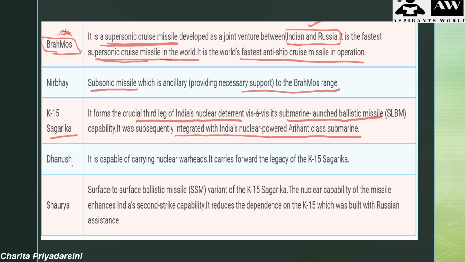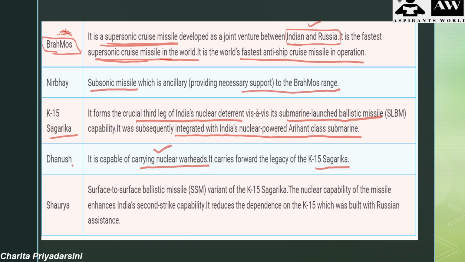And the Dhanush, on the other hand, is capable of carrying nuclear warheads. Dhanush is capable of carrying nuclear warheads. It carries forward the legacy of K-15, that is the Sagarika. So the Sagarika legacy gets continued by the Dhanush because it also has the capability of carrying nuclear warheads, just like the Sagarika.